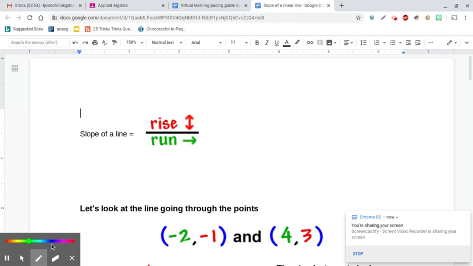Today we're going to learn how to find the slope of a line. Hopefully this is a tiny bit of a review. I hope you guys have heard this before, but if not, we're just going to go over a few things.